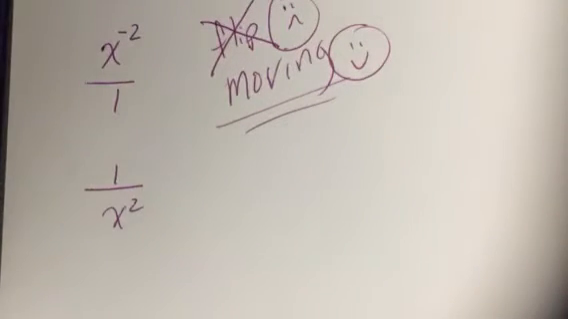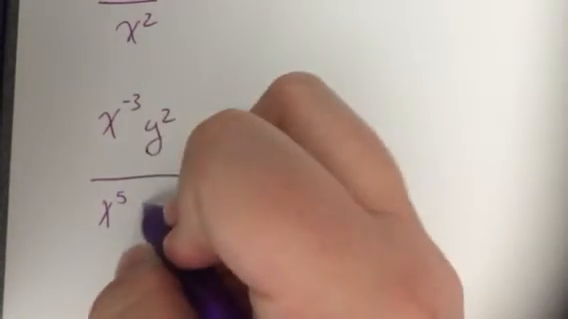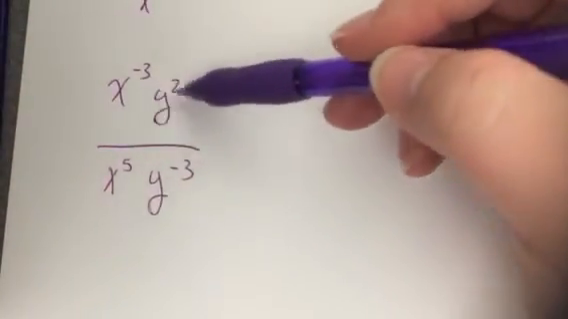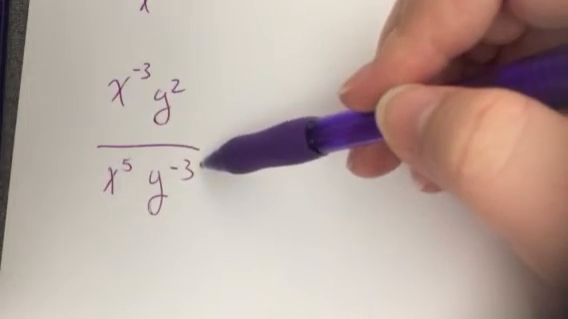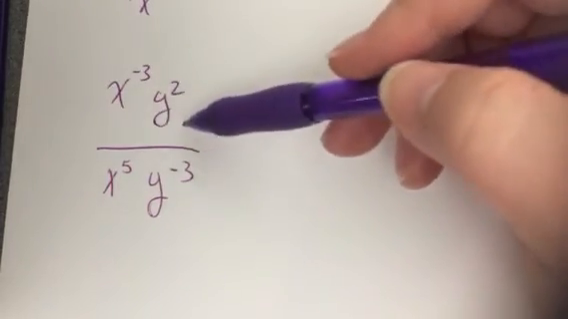Some of you are sitting there going, but Miss Fowler, that looks like flipping. Yeah, it looks like flipping, but it's really not. It's moving. Let me show you. Let's say we have x to the negative third y squared over x to the fifth y to the negative 3. Okay. Not all of my exponents are positive. Not all of them are negative. We only move the ones that are negative.